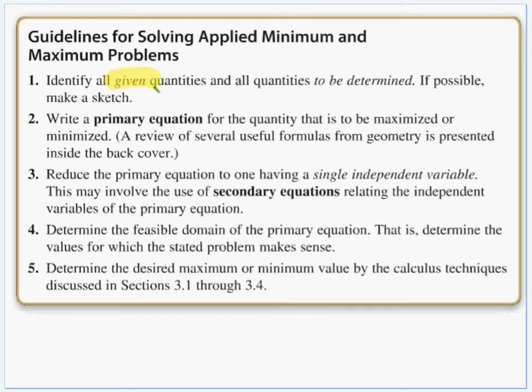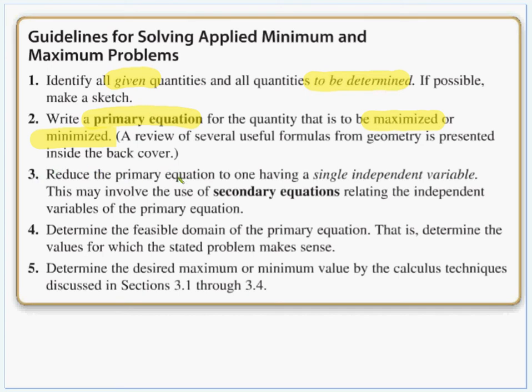Number 1, identify all the given quantities and quantities to be determined. If possible, make a sketch. That's very helpful. Number 2, write the primary equation for the quantity. This is what we are going to maximize or minimize. The equation we want to min or max is our primary. At some point, we will have to derive it.